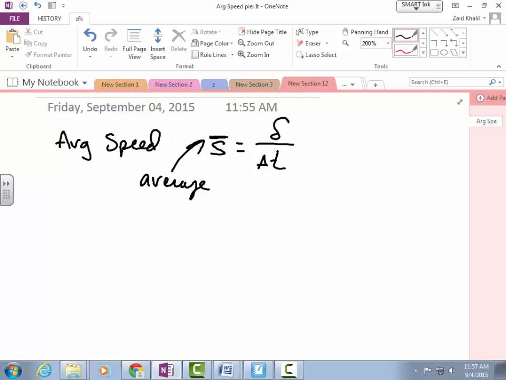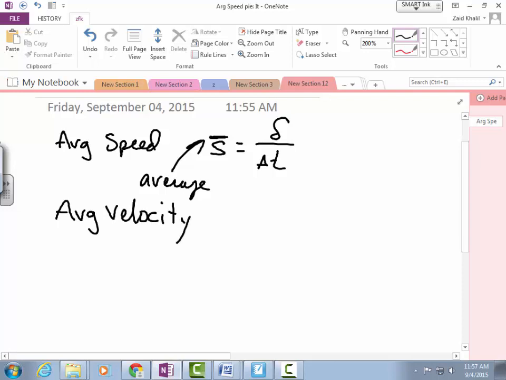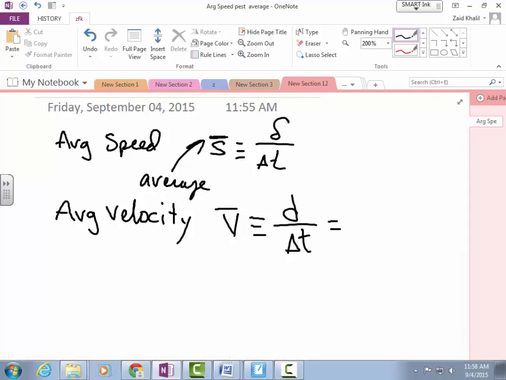And similarly, what do you think the definition of average velocity is? Anyone? Yes. Correct. That is the displacement over the change in time. But remember, what's displacement? The change in... I see you're about to say it. Displacement is the change in position. That's right. So I can rewrite this as delta x over delta t.